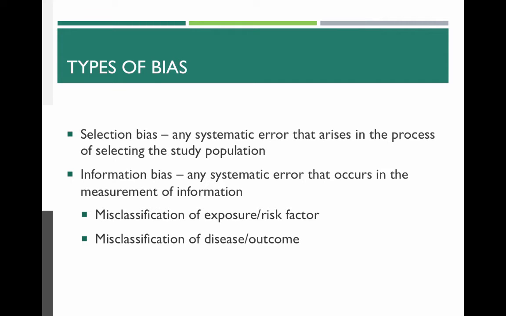So there are a couple different kinds of bias. The two most common types of bias are selection bias and information bias. A selection bias is a systematic error that comes about in the process of selecting our study population. So we may make an error in the way we select patients for our study in a way that biases our outcome. We're going to talk about that in a minute. The second type of bias is information bias, and this is a systematic error that occurs when we're measuring information in our study. So we could either misclassify exposure status or outcome status.